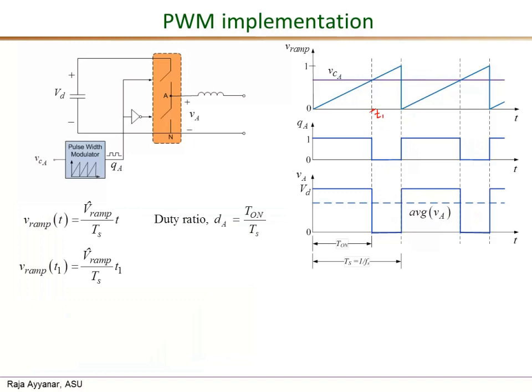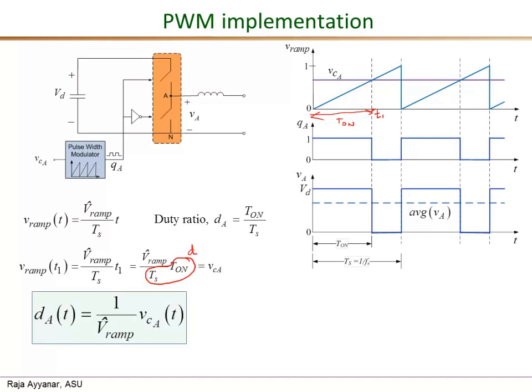Under this condition, we know that Vramp is exactly equal to VCA. So this is equal to, and T1 is nothing but T on by our definition of T on. And this is equal to VCA because at that instant the two waveforms intersect. So from this waveform and the definition of dA equal to T on over Ts, T on over Ts is nothing but D. Therefore we get the duty ratio D is simply 1 over the peak of the ramp signal times the VCA. So that is an important relationship.